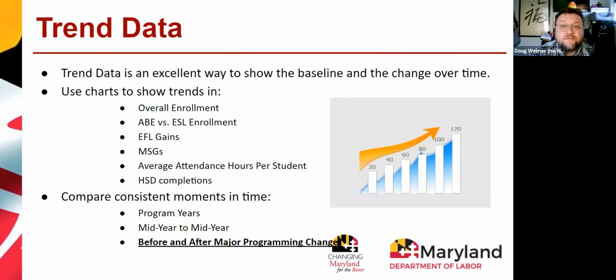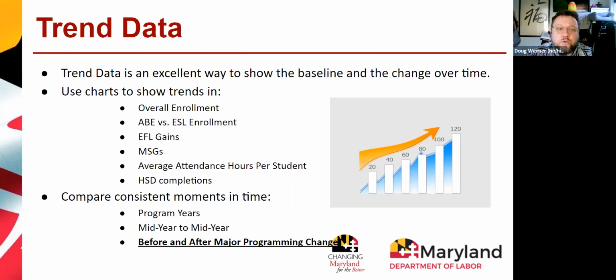So if you're trying to prove something to higher ups in your organization or to a legislator, I know everyone's working with Co-ABA to Educate and Elevate, use visuals, because some people don't like to look at charts full of numbers, but they like to see that the line is going up or a line is going down. Okay, so do that work to make it visual. You can show trends in many different ways: overall enrollment trends, AB versus ESL enrollment trends, your EFL gains, your measurable skill gains, average attendance hours, your high school completions.